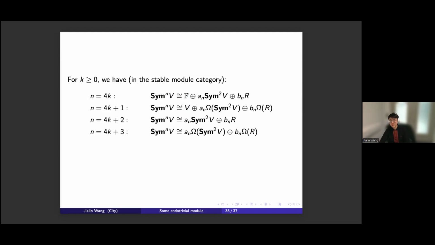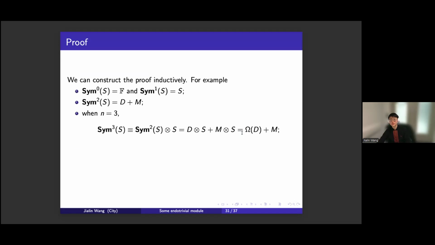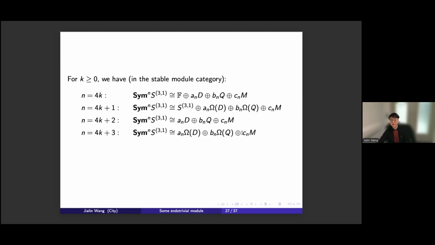And in the case when you have 4k plus 2 and 4k plus 3, you have some coefficients a_n and b_n coming out. And in fact, if I want to say more, this V, as I mentioned just now, is in Green correspondence with the module S^(3,1). And this second symmetric power of V is in Green correspondence with D. And this R is in Green correspondence with the module Q. And you can see over here, previously, in the previous result, we have this module M coming out all the time, right?